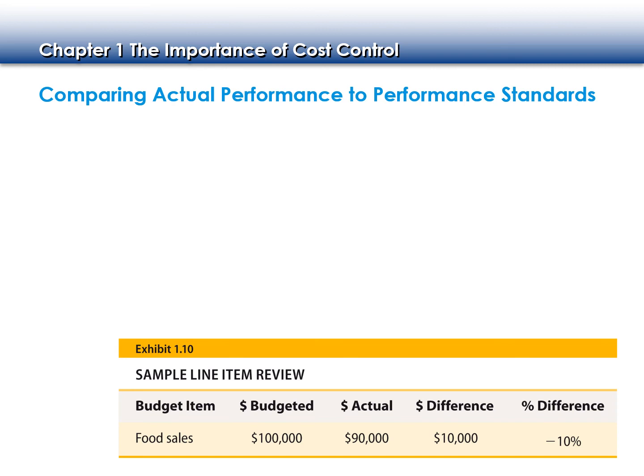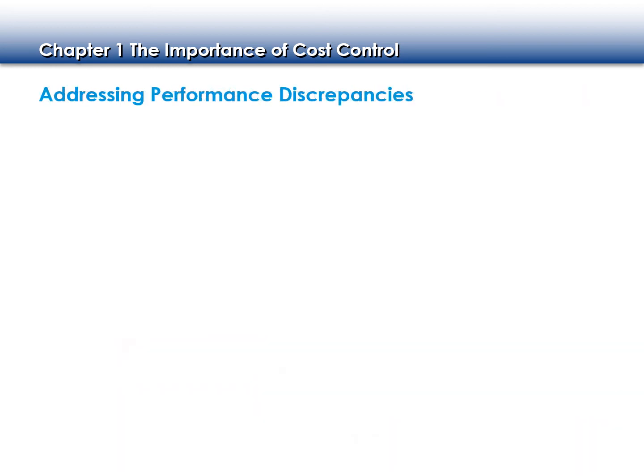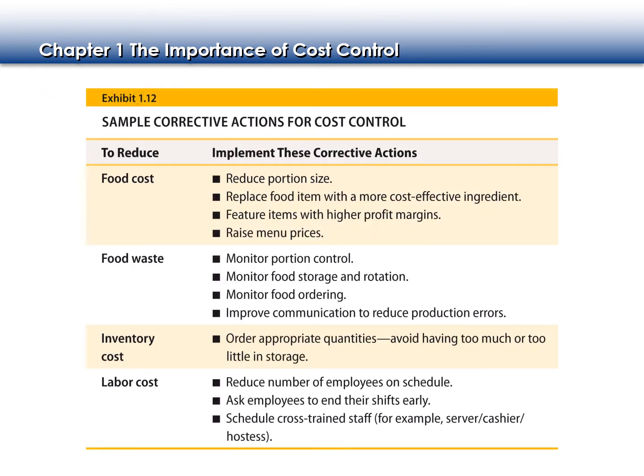Then we want to compare what our actual performance is to our standards. Were we actually meeting the standards? And that's what's called a variance. Okay, a variance is just a simple way of saying difference. Our variance is our difference. And there are discrepancies between what should have happened and what actually happened.